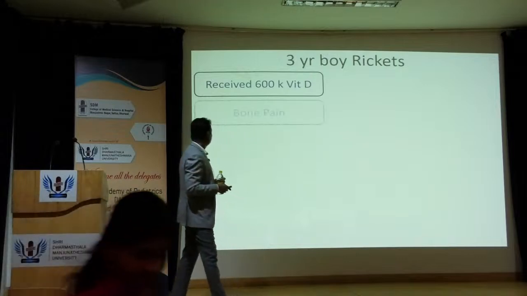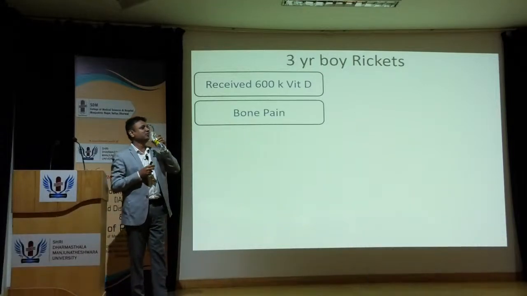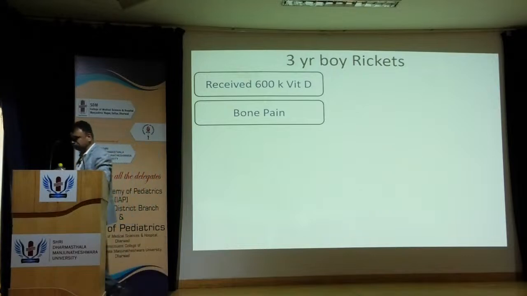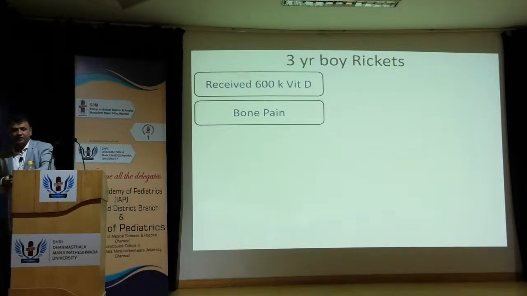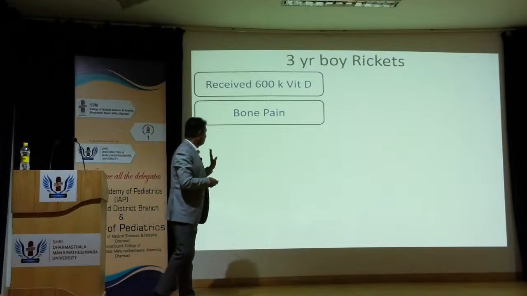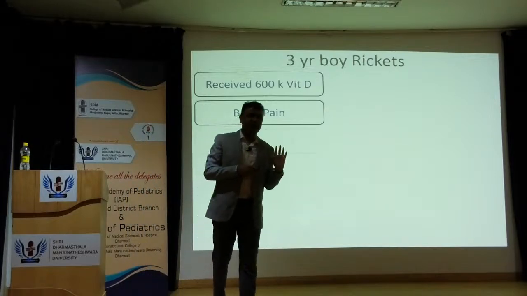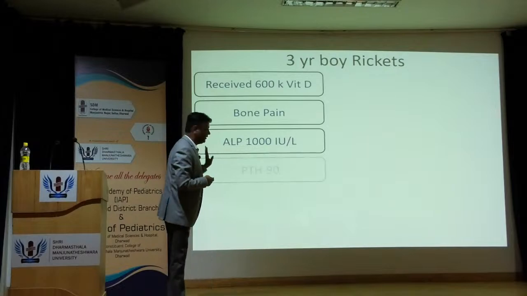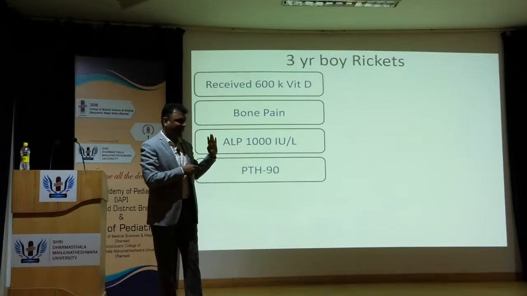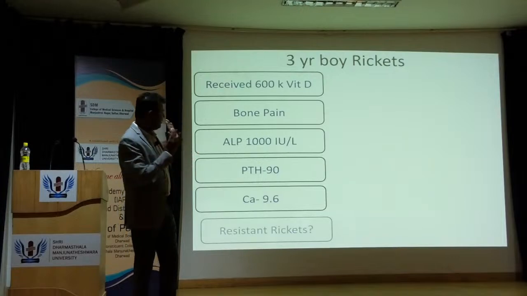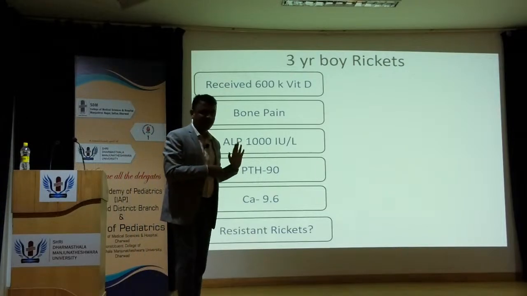It's a 3-year-old boy. He received a good amount of vitamin D. He is already diagnosed to have rickets, with no ambiguity in the diagnosis. After treatment, there is still bone pain, and you can see alkaline phosphatase is not coming down, and PTH is still on the higher normal side. Calcium is normal. Should we label this child as resistant rickets?